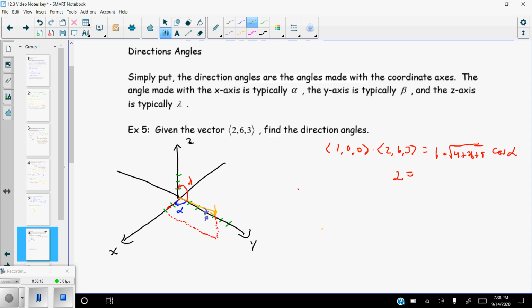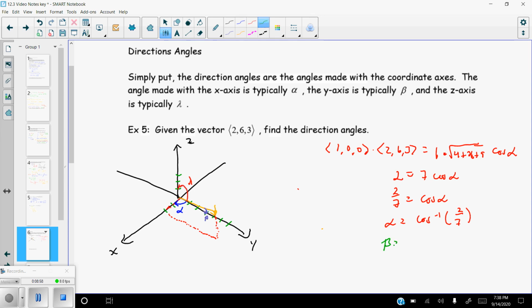On the right side we're going to get 1 times the square root of, let's see, 4 and 36 is 40 plus 9 is 49. So that's nice. Square root of 49 is 7. So we get 1 times 7, or 7, cosine of alpha. So solving this, we're going to get 2/7 equals the cosine of alpha. To solve for alpha, it's going to be the inverse cosine of 2/7. Okay, and then you're going to follow a very similar process to find beta and to find gamma.